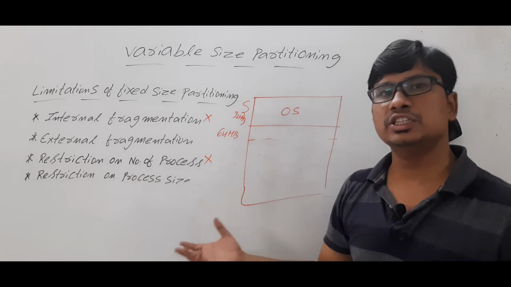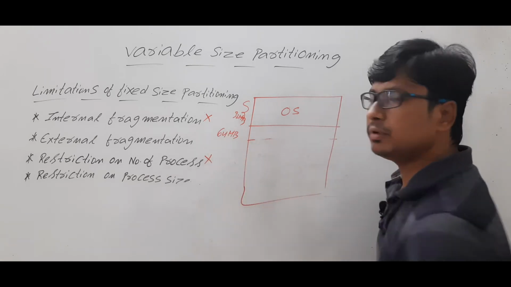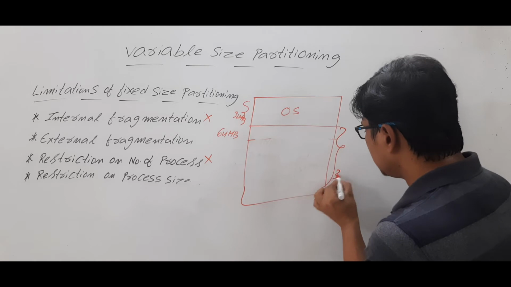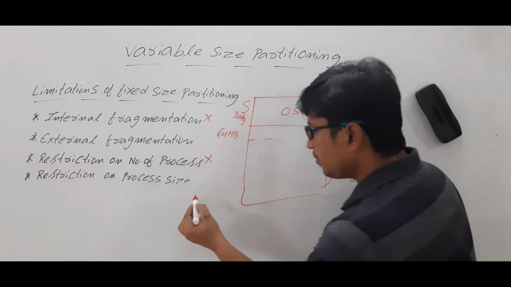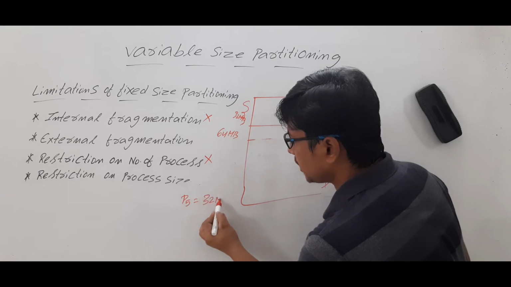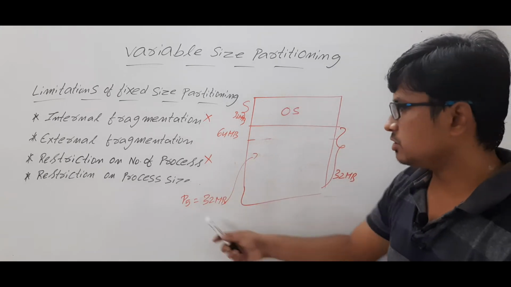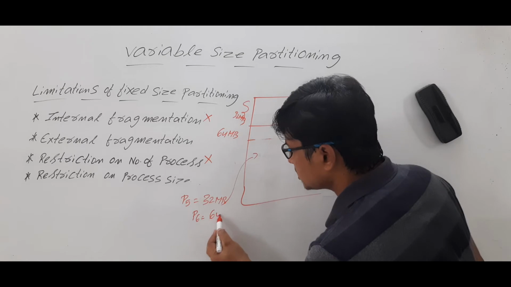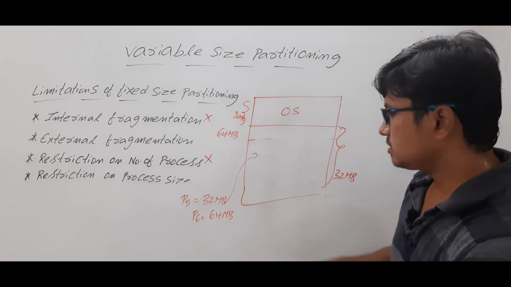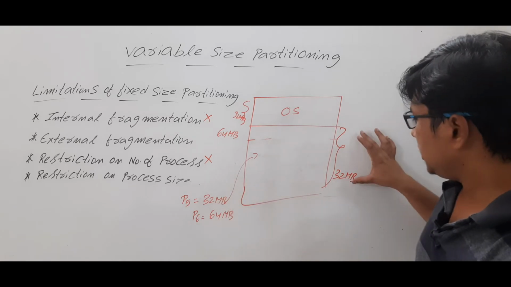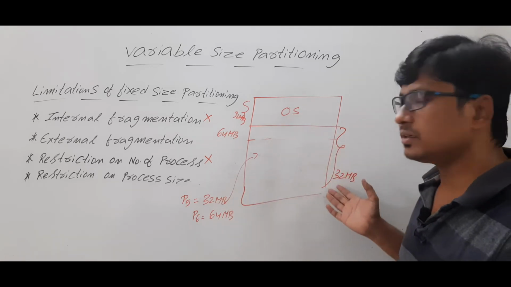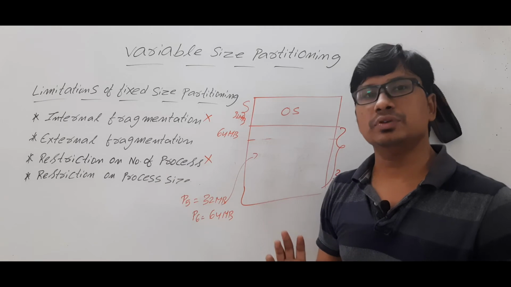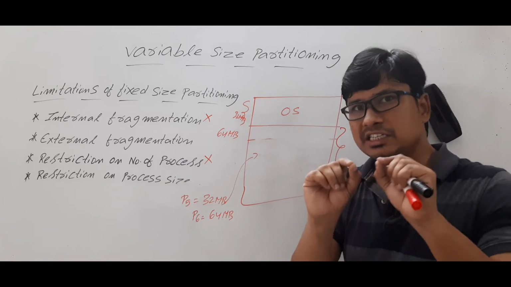Now we will discuss the restriction on process size. Let's consider that main memory size is 64 MB. The operating system has occupied 32 MB. Then the remaining size is 32 MB. So if a process P5 comes with 32 MB, we can allocate this 32 MB for process P5. Let's assume that process P6 has come with 64 MB. Now can I allocate 64 MB for this process P6? The remaining main memory is 32 MB. If we have only 32 MB, how can we allocate 64 MB for a process? So there is still a restriction on process size, but that limitation is a little bit reduced.